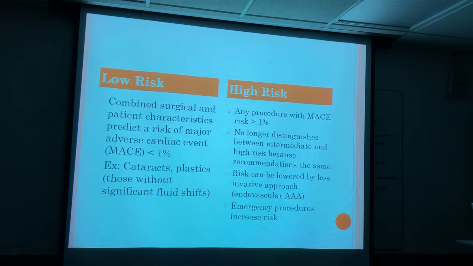So in order to further evaluate, we talk about low versus high risk. There used to be an intermediate risk category. However, given that the recommendations for intermediate and high risk are the same, they've split it into low versus high risk. Low risk is going to be where the patient's surgical and medical history is going to give them a less than 1% chance of having a major adverse cardiac event. Whereas high-risk procedures, they have a greater than 1% chance of this occurring. Low-risk procedures are going to be cataracts, things without significant fluid shifts, things where you don't need a very thorough workup to go through a very low-risk procedure.